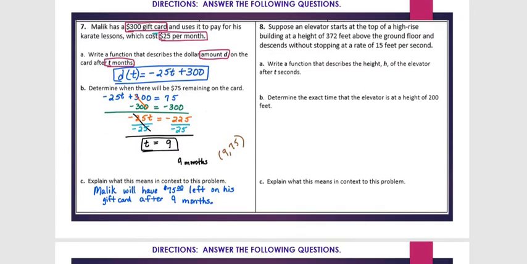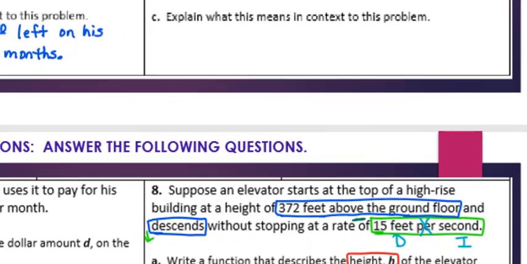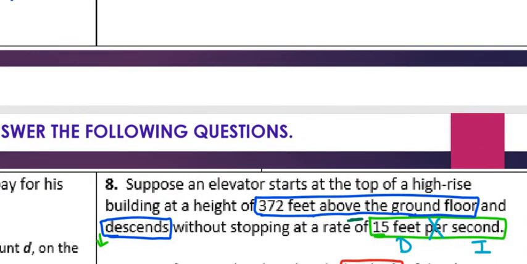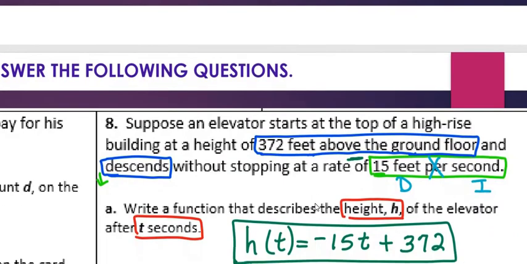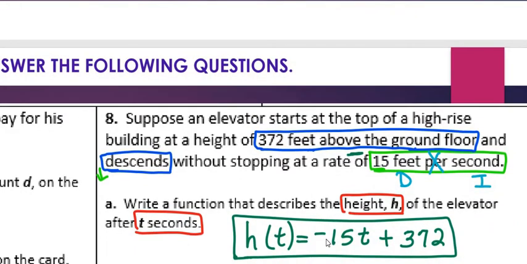Now, let's go over number 8. So number 8, you see that I have identified my dependent and independent quantities right here. We have 372 feet. That is where we started from. And we're going down at 15 feet per second. Now, when I write this as a function, you see I have to put a negative because we're going down. This is our rate of change, our slope.